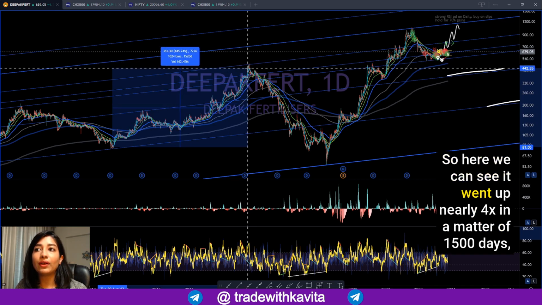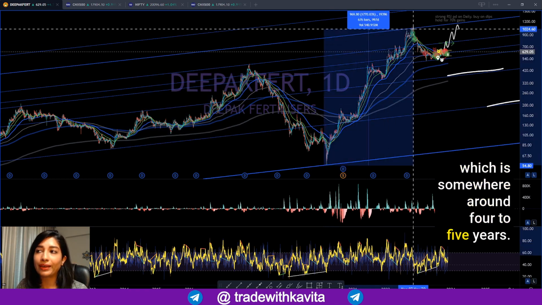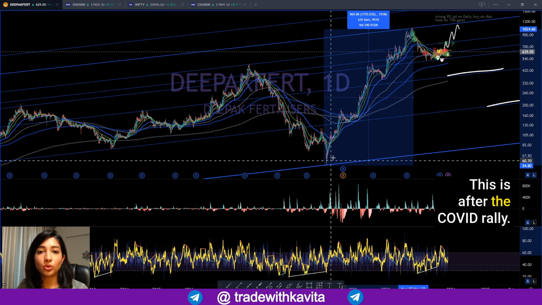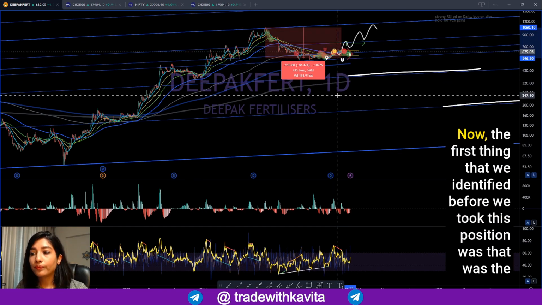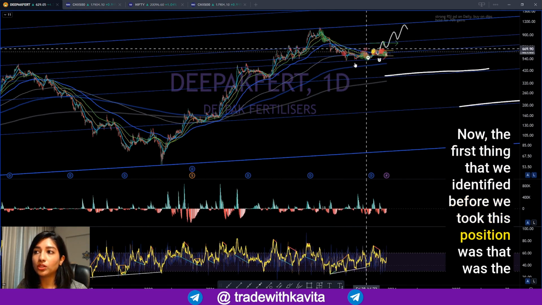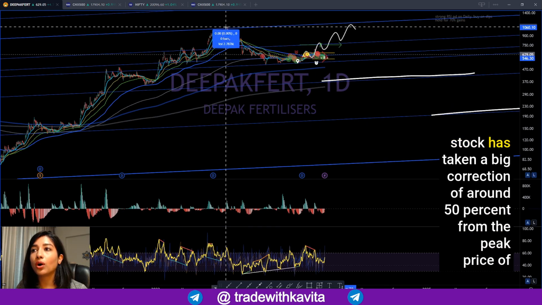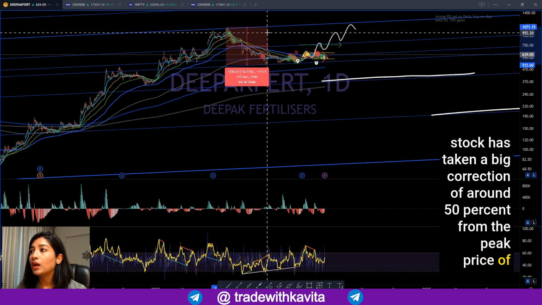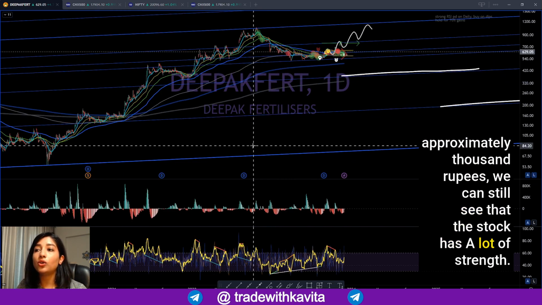So here we can see it went up nearly 4x in a matter of 1500 days, which is somewhere around 4 to 5 years. Then again, here it went up 17x. This is after the COVID rally. And then what happened is it took a strong downtrend. Now, the first thing that we identified before we took this position was that the underlying trend of Deepak Fertilizer is very bullish, which means that even though the stock has taken a big correction of around 50% from the peak price of approximately 1,000 rupees, we can still see that the stock has a lot of strength.